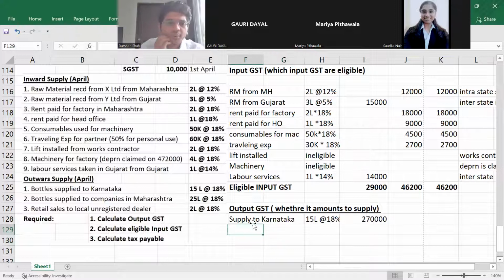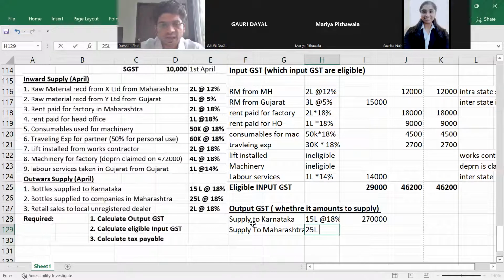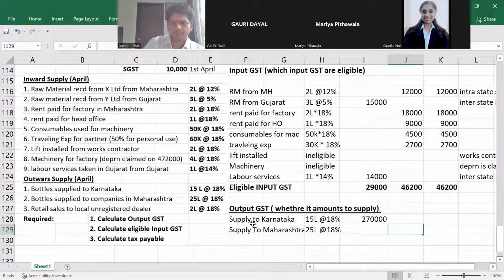Right? Next. Bottles supplied to companies in Maharashtra. 25 lakhs at 18%. These are normal supplies. So this will be 25 lakhs into 18%. This is intrastate, so that will be 25 lakhs into 9% and 9%.